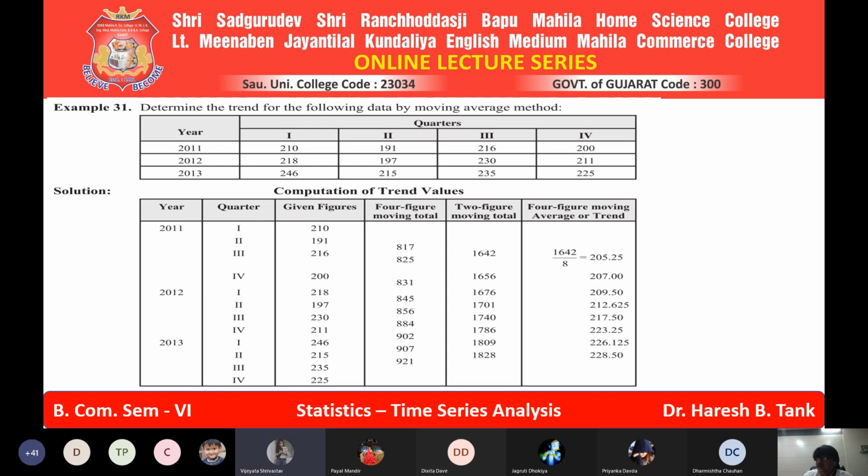228.5 is the last entry, and 2 dashes will be there at the end, and 2 dashes at the upper side where you started. For the first and second quarters of 2011 there will be dashes, and for the third and fourth quarters of 2013 there will be dashes, and all the values are written in between. This is how it may look. Is it clear now?